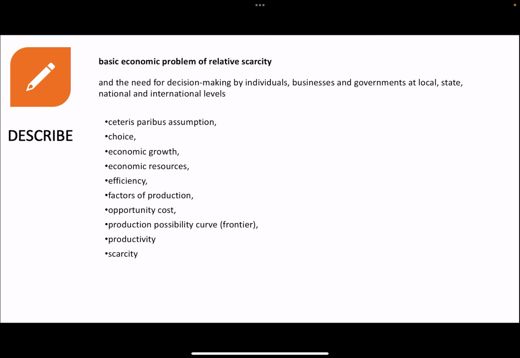Okay, so really in the first topic here, I'm going to break down for you a bit of the syllabus stuff. This is describe and it will also link through to explain. Okay, but first step in this is to look at the basic economic problem of relative scarcity. Okay, and those three economic questions. We'll come back to that later on.